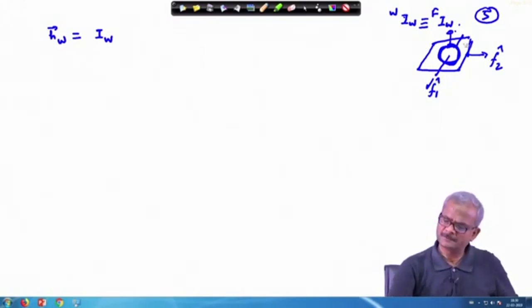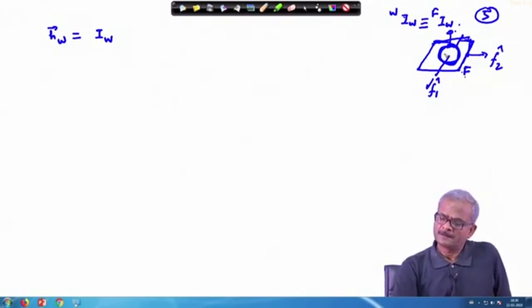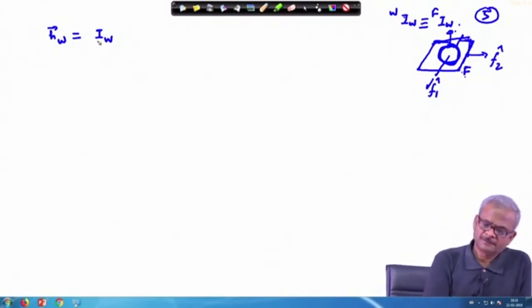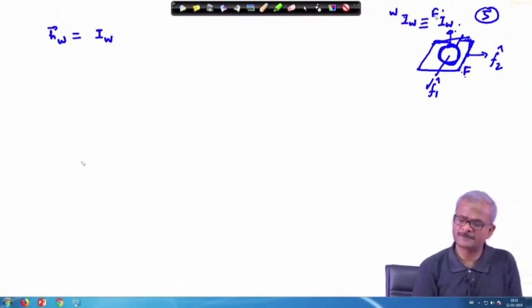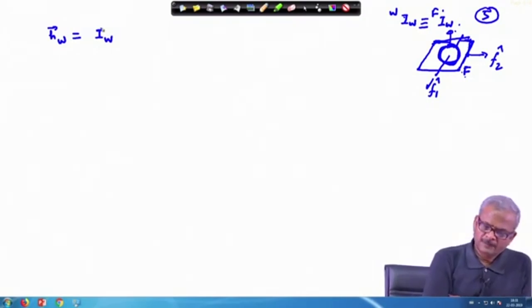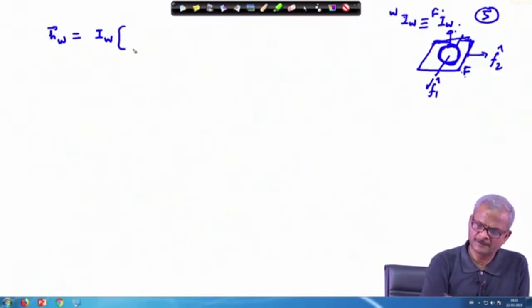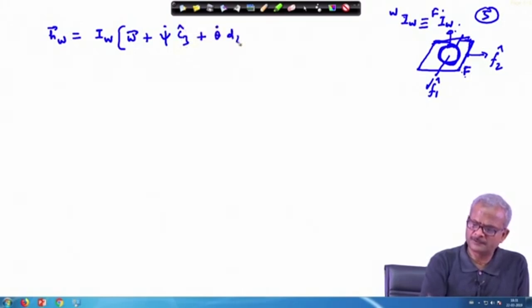So, therefore, in this F frame, which is the inner frame, the wheel moment of inertia will not be changing. So, we can write this I w with respect to F, both are the same. We will put a tag later on, and then we have the other terms, we will start with omega. So, this is omega plus psi dot times C 3 cap, and then theta dot times d 2 cap, and capital omega times f 1 cap.